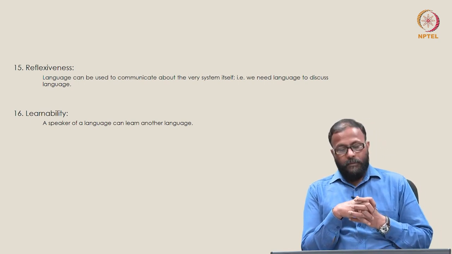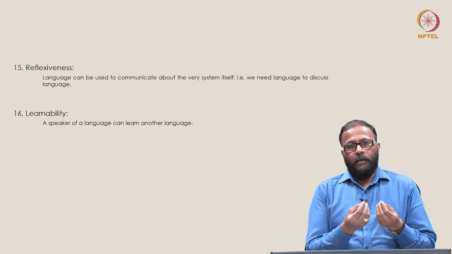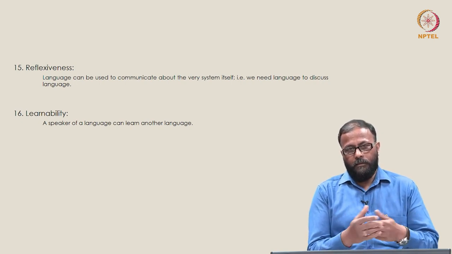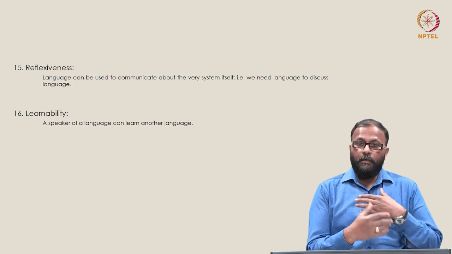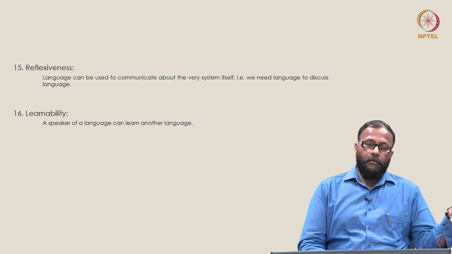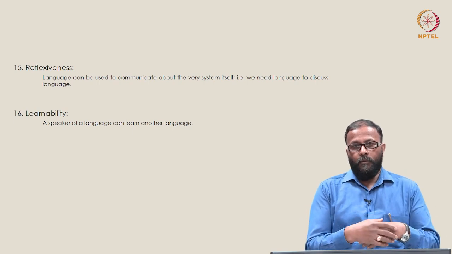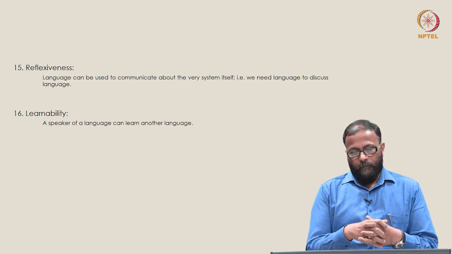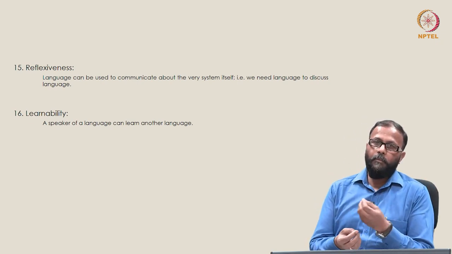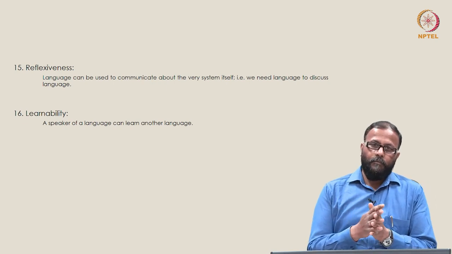Then we have learnability, number 16. What does it mean? That any individual can learn any language, which is not possible for animals. A dog cannot learn how to roar. A lion cannot learn how to bark, right? But a human can. I am a Hindi speaker. I can learn Telugu, Tamil, French, Italian, or any English speaker can learn Hindi or Tamil or Telugu, right? So we have this free will to learn any language. That's the beauty of human language, that it allows any human to learn any language, and this character is known as learnability. That was the 16th feature that Hockett added to the already 13 features.